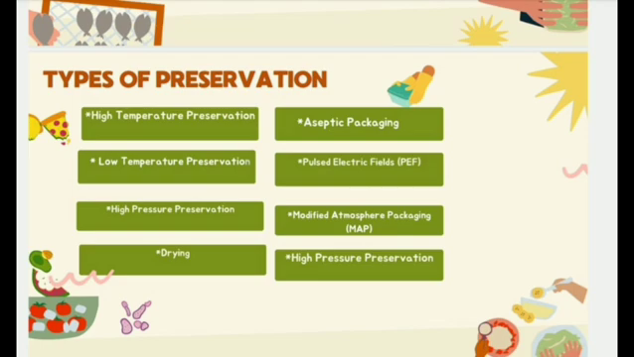There are different types of food preservation, which include high temperature preservation, low temperature preservation, high pressure preservation, drying, aseptic packaging, pulsed electric field, which is also known as PEF, and modified atmosphere packaging, which is also known as MAP.